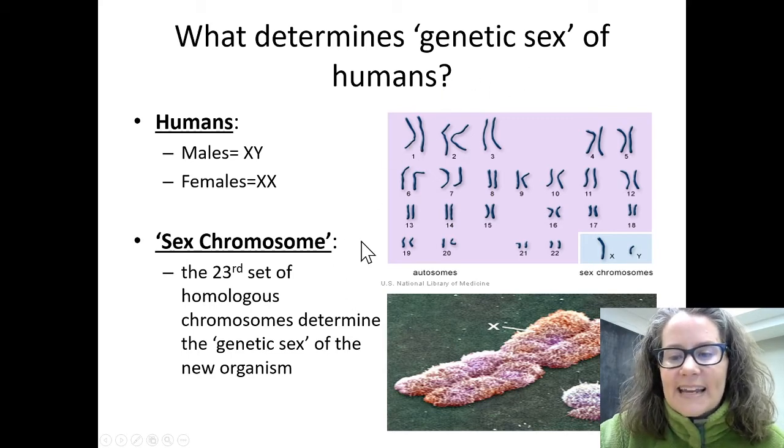I want to pause and say that gender is a construct of many different things, including genetics and environment, society, how you're raised, religion, etc. But in genetics class, when we talk about our sex chromosomes, we are talking about this 23rd set, and we are talking about the length of it.